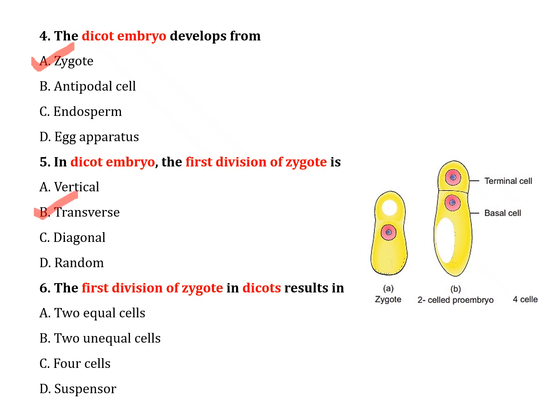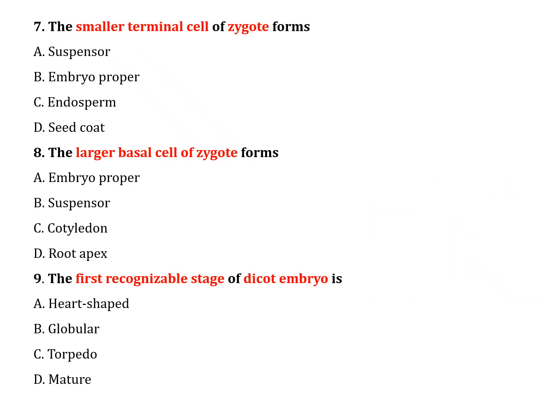The next question number 6. The first division of zygote in dicot results in option A 2 equal cells, option B 2 unequal cells, option C 4 cells, option D suspensor. Correct answer is option B 2 unequal cells. The next question number 7. The smaller terminal cell of zygote forms option A suspensor, option B embryo proper, option C endosperm, option D seed coat. Correct answer is option B embryo proper.